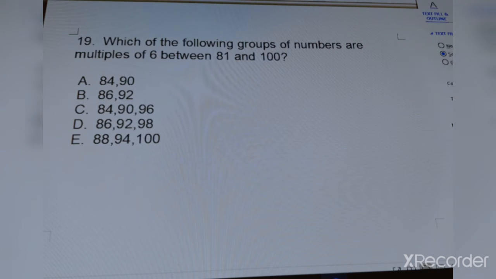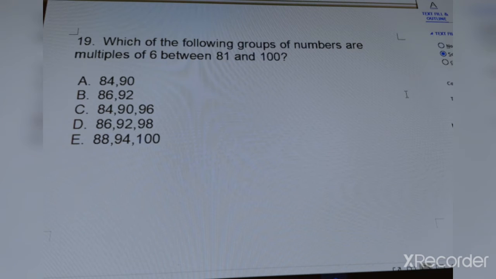19. Which of the following groups of numbers are multiples of 6 between 81 and 100? A. 84, 90. B. 86, 92. C. 84, 90, 96. D. 86, 92, 98. E. 88, 94, 100. Okay, now remember our divisibility rules by 6.